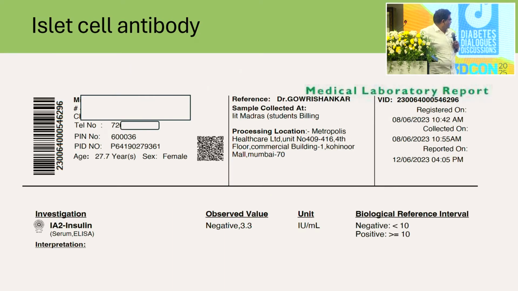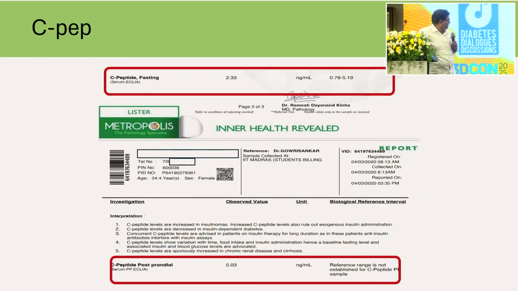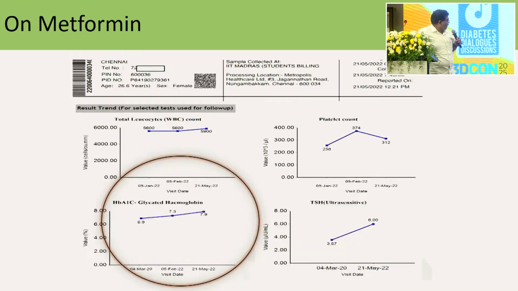Because the previous patient had all this suspicion, and this is a young patient, we wanted to rule out all the antibodies. We suspected whether any antibody was positive or not. This patient was tested for 3 antibodies. All the antibodies were negative. C-peptide is normal, 2.33 fasting, and post-meal it was 5.03. So at this stage, she was started on metformin.